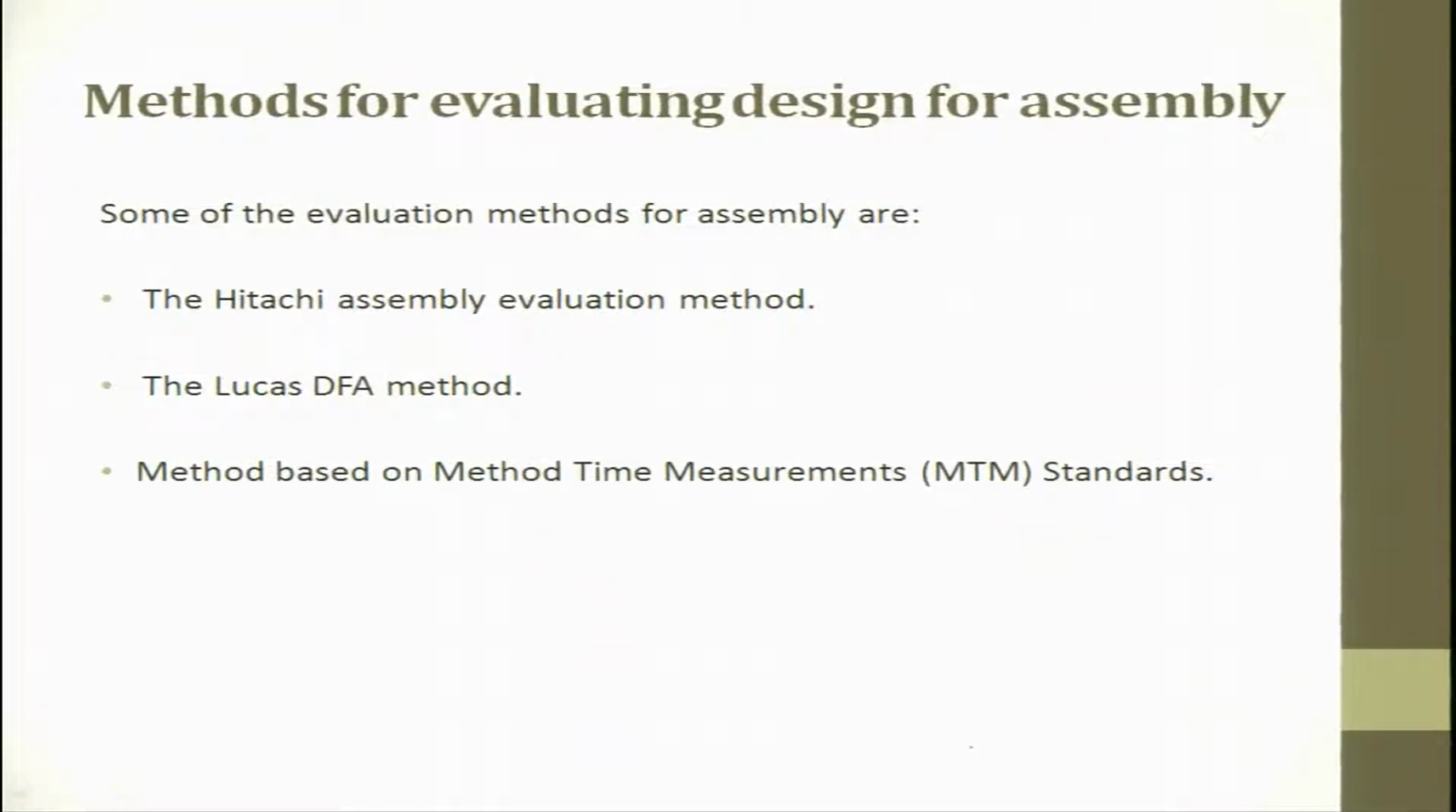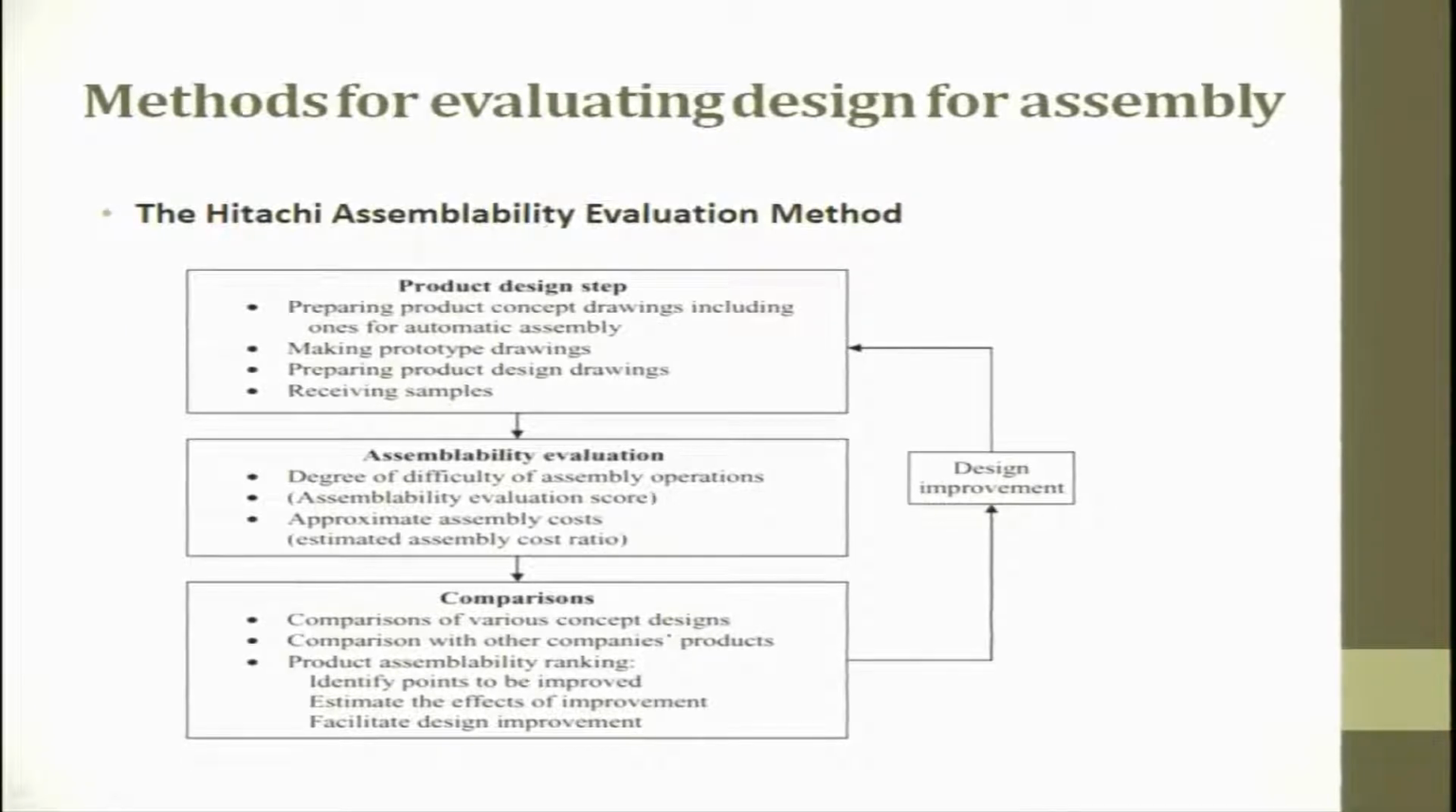Some of the methods for evaluating design for assembly: one is Hitachi assembly evaluation, next is the Lucas DFA method, the third one is the methods time measurement standards. So, the Hitachi assemblability evaluation method goes like this: product design step, prepare product concept drawing including ones for automatic assembly, making prototype drawings, preparing product design drawings, receiving samples, then assemblability evaluation, degree of difficulty of assembling operation and then approximate assembling cost. So, these two come here.